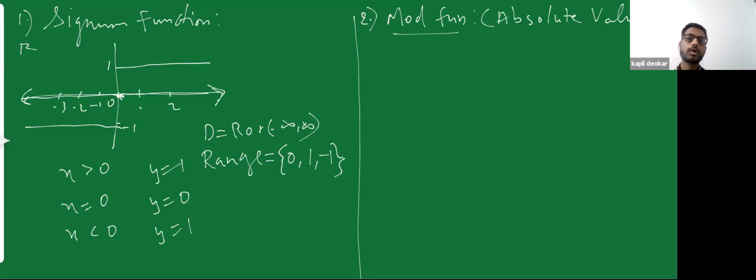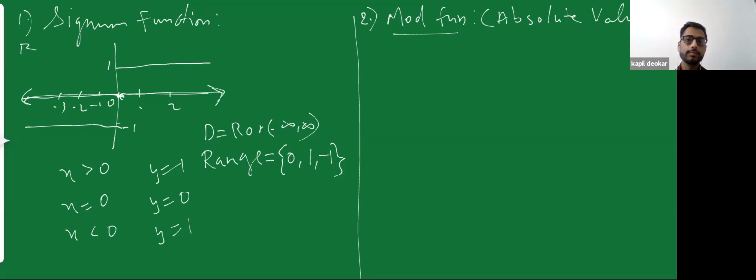But why does mod function eliminate minus sign? What is the meaning of mod? So mod function is your absolute value, which means distance from origin. So if I say 2, at what distance from origin is it? 2 would be at a distance of 2 units from origin. Minus 5 point would be at what distance from origin? Minus 5 would be at a distance of 5 units from origin.